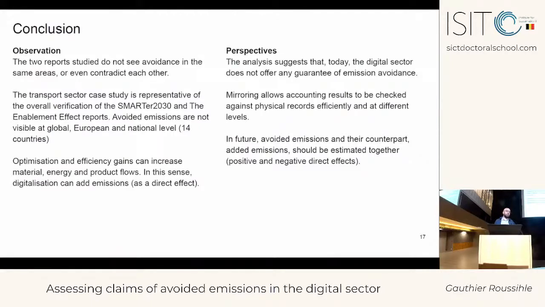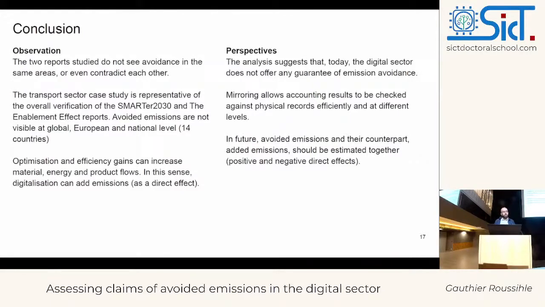For example, GSMA doesn't see avoided emission in agriculture, when GeSI is actually seeing a huge potential of avoided emission in the agricultural sector. And I've only shown you my analysis of the transport sector, but it's representative of the results for the whole GSMA report and the whole GeSI report. And at every level, global, European, and national, it doesn't add up. There is no correlation between digitalization and the results they're giving and the emissions at each level.